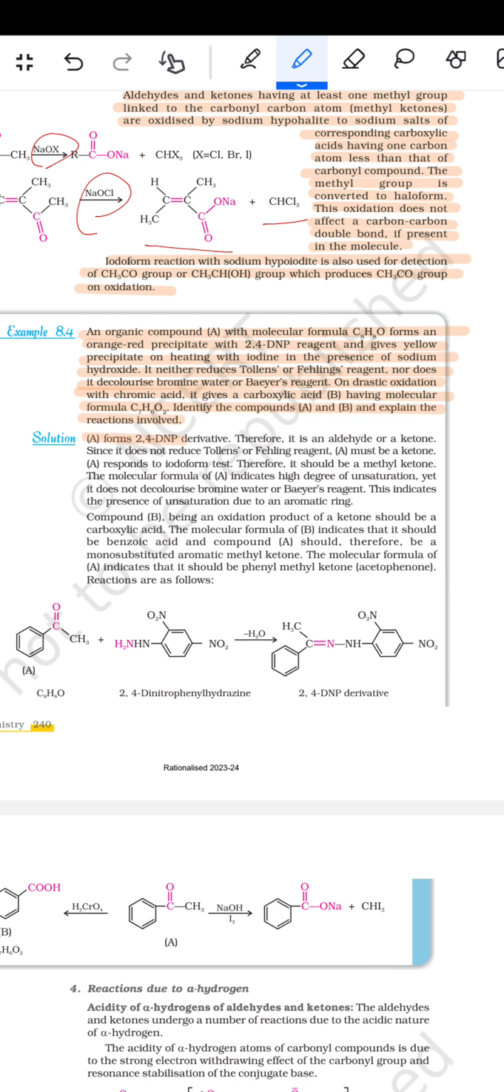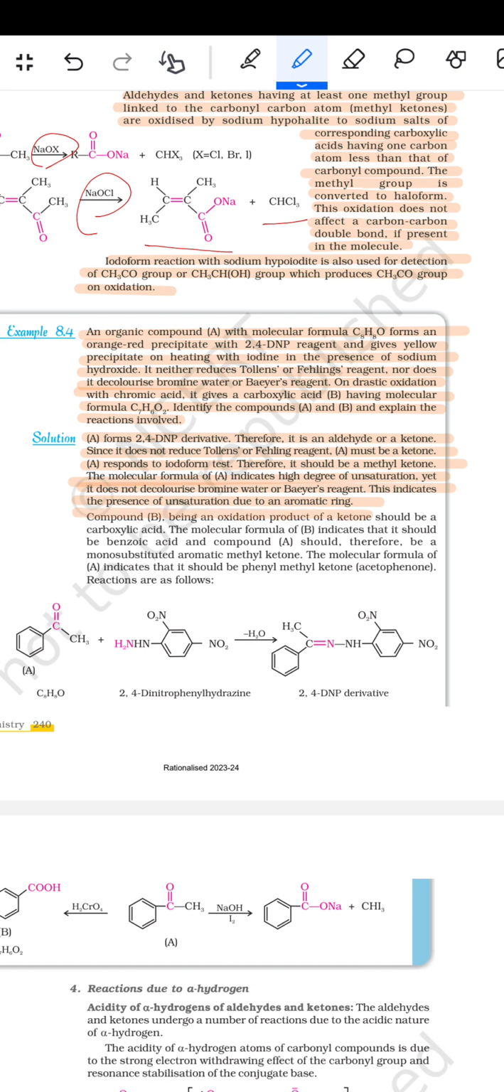So A forms 2,4-DNP derivative, therefore it is an aldehyde or a ketone. Since it does not reduce Tollens or the Fehling reagent, A must be a ketone. A responds to the iodoform test, therefore it should be a methyl ketone. The molecular formula of A indicates a high degree of unsaturation, yet it does not decolorize bromine water or the Baeyer reagent. This indicates that the unsaturation is due to the aromatic ring.